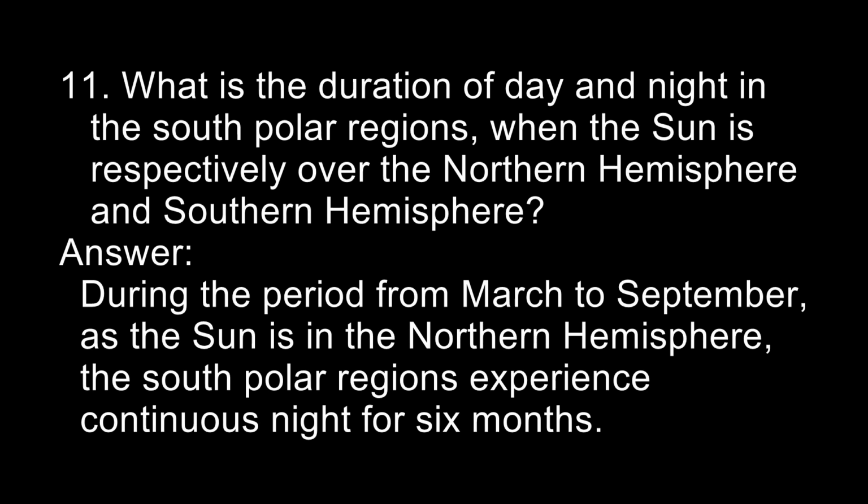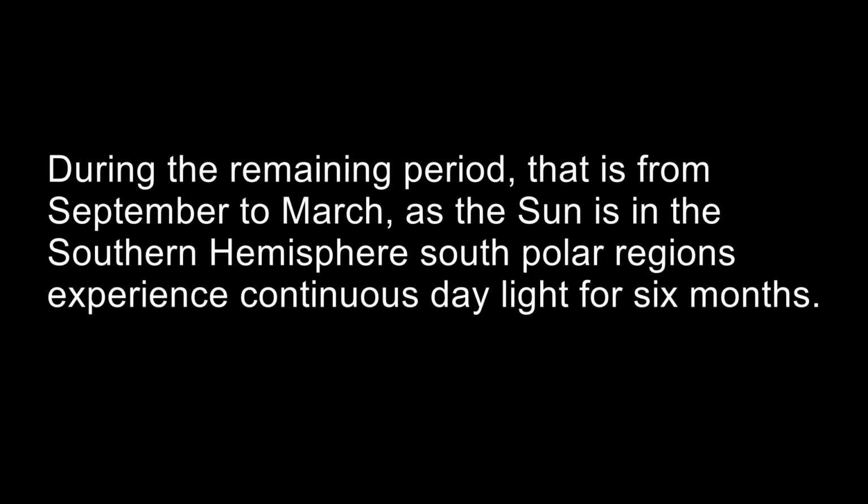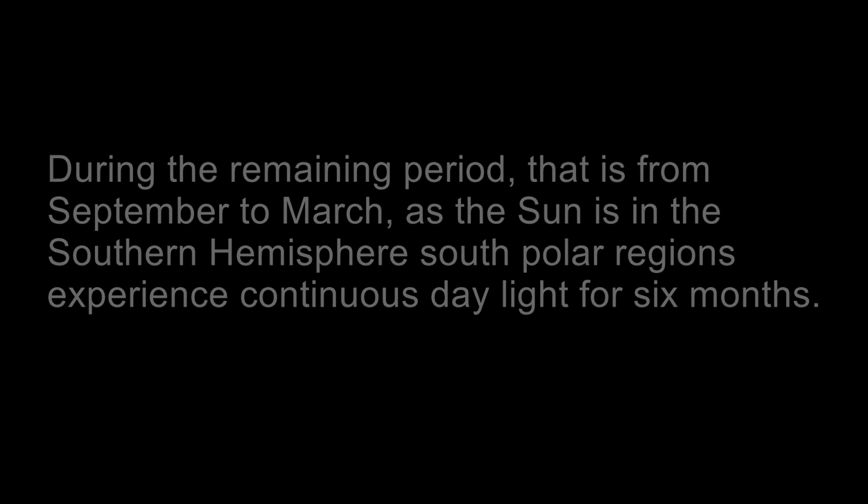What is the duration of day and night in the South Polar regions when the sun is respectively over the Northern Hemisphere and Southern Hemisphere? During the period from March to September, as the sun is in the Northern Hemisphere, the South Polar regions experience continuous night for 6 months. During the remaining period, that is from September to March, as the sun is in the Southern Hemisphere, South Polar regions experience continuous daylight for 6 months.